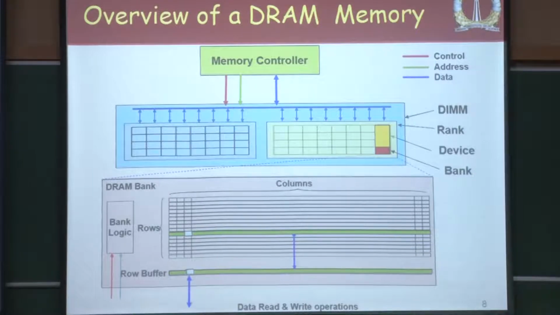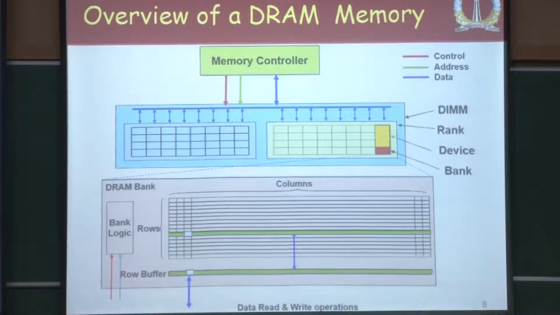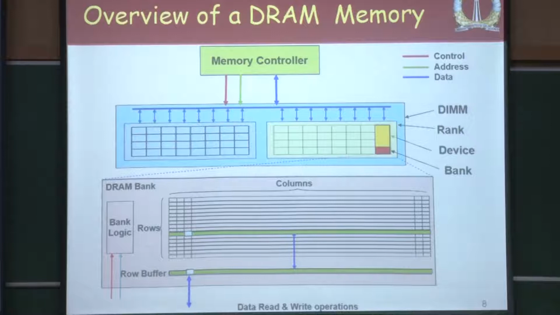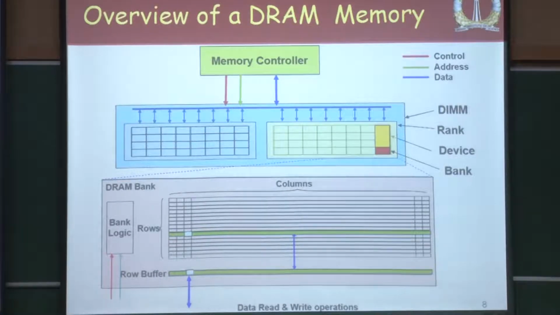So, first the data has to be brought from the device to the row buffer. The row buffer is also a part of the device, but the row has to be brought there. And further accesses of column essentially take place from within that row buffer. So, if you want to access this particular column, then you access it from the row buffer. If you want to access some other column, you access it from that row buffer, the sense amplifier.